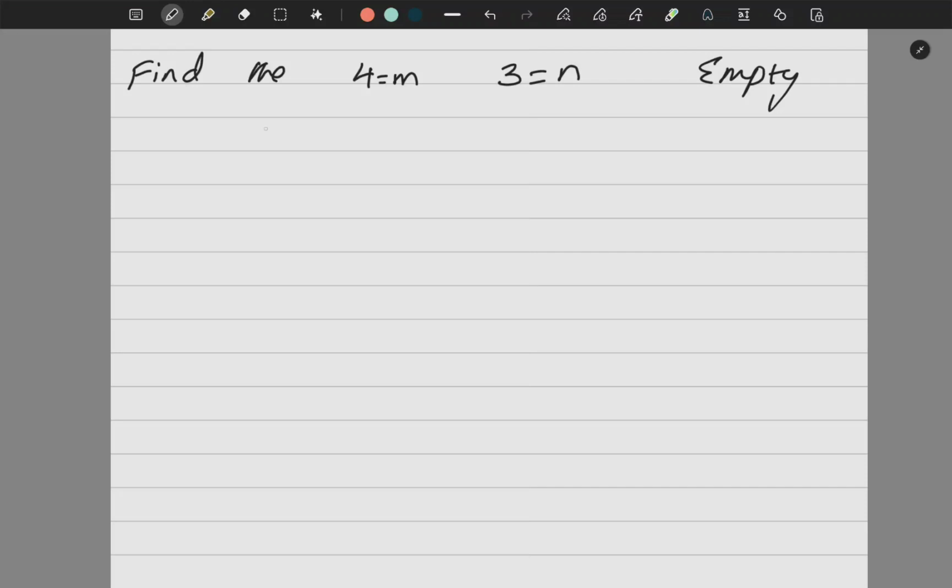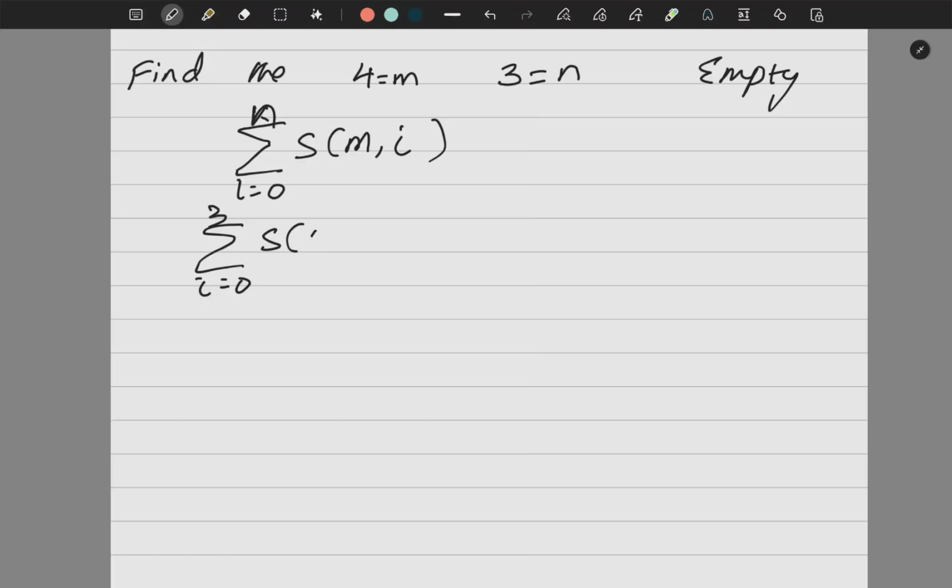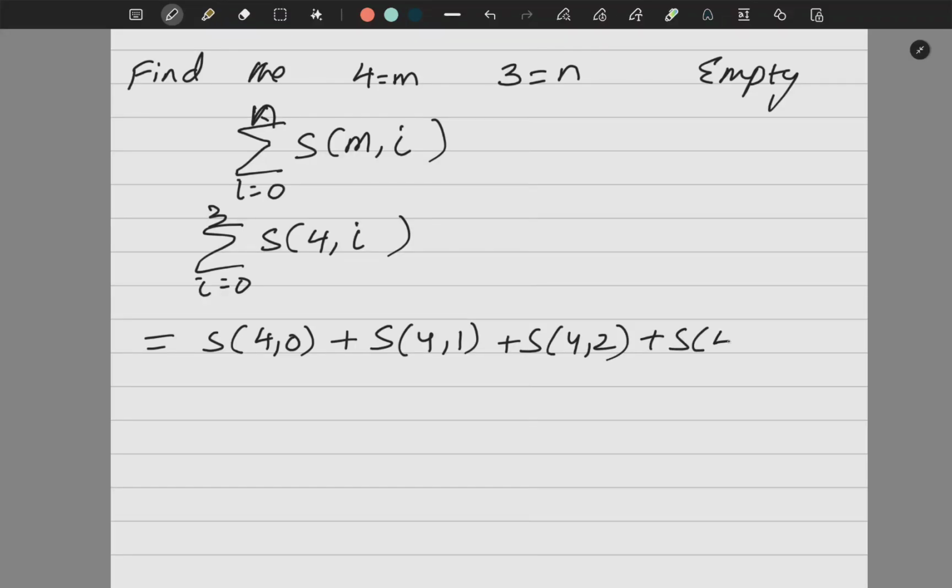So what was the formula? I told you when a box can be left empty, my formula is the summation of I equal to 0 to N of S(M, I). Now this is not K, this is N. So now let me substitute the value. This is summation I equal to 0 to 3 of S(4, I). Now open the summation. First put I equal to 0. So S(4,0) plus S(4,1) plus S(4,2) plus S(4,3), and I am done. Now put the values.